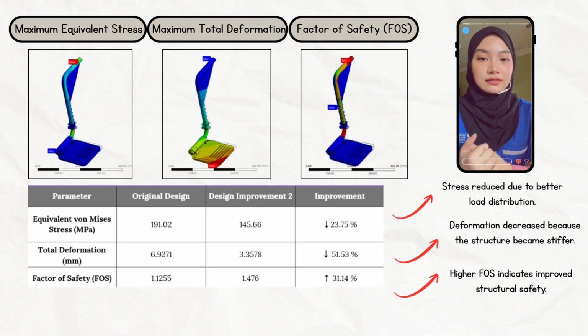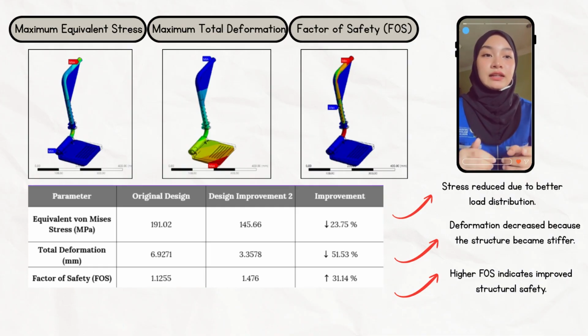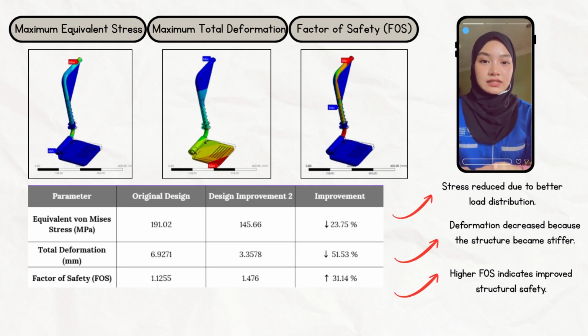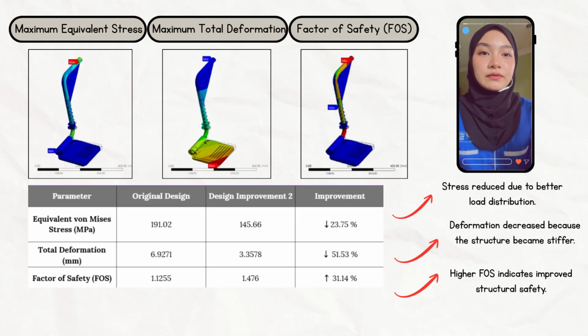So, after adding the structural ribs, the structural performance improved compared to the original design. The maximum equivalent stress decreased from 191.02 MPa to 145.66 MPa, which is a reduction of 23.75%. This happened because the gusset distributes the applied load over a larger area, reducing stress concentration at the joint. Next, the total deformation decreased from 6.971 mm to 3.378 mm, which is a reduction of 51.53%. This shows the structure becomes stiffer and bends less under the same loading condition.